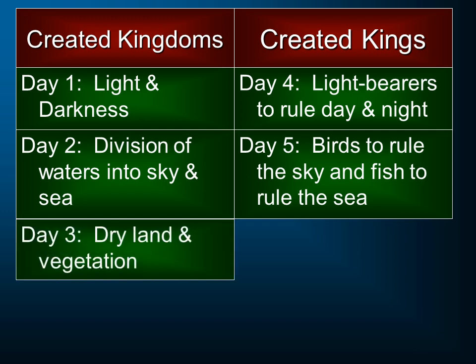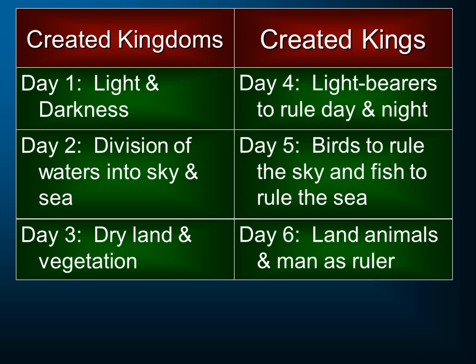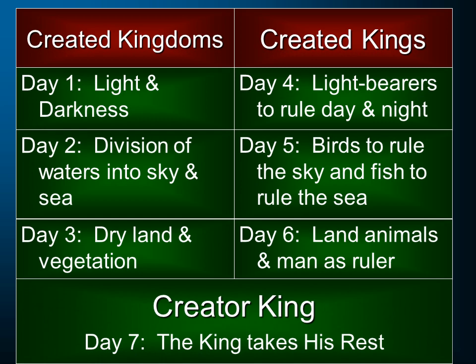On day 3, where I have the dry land and the vegetation, now I have that which rules over the land. Notice the land animals are made, but man is going to be specified as the ruler of all these things. And of course, the Creator King takes his rest on the seventh day.